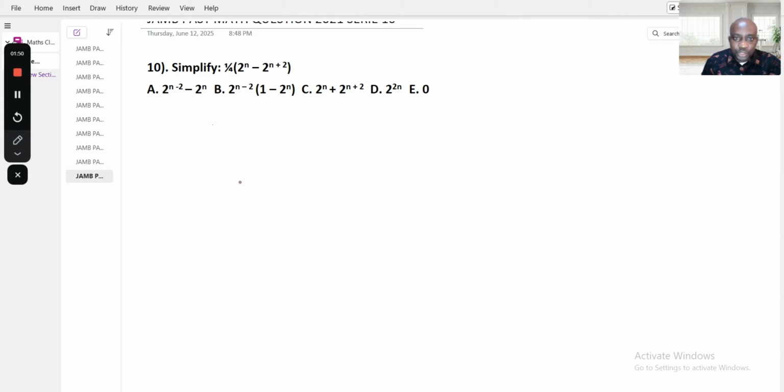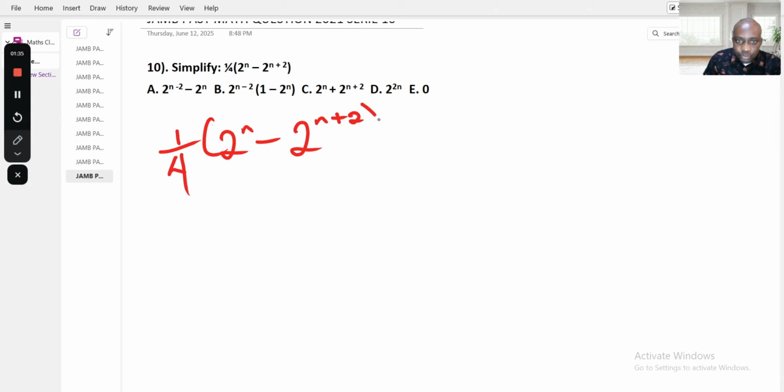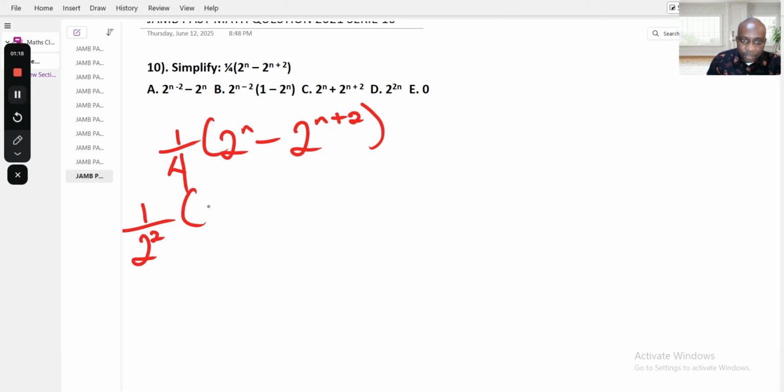Let me write out the question. Simplify 1 over 4, raised to the power 2 to the power n minus 2, times 2 to the power n plus 2. Isn't it? Now this is base 2, this is base 2. This 1 over 4, let's turn this one to base 2 as well. How can we do that? Just say 1 over 2 raised to the power 2. It means that 2 times 2, 4, is the same thing as 1 over 4. We still have the same thing, 2 to the power n plus 2.